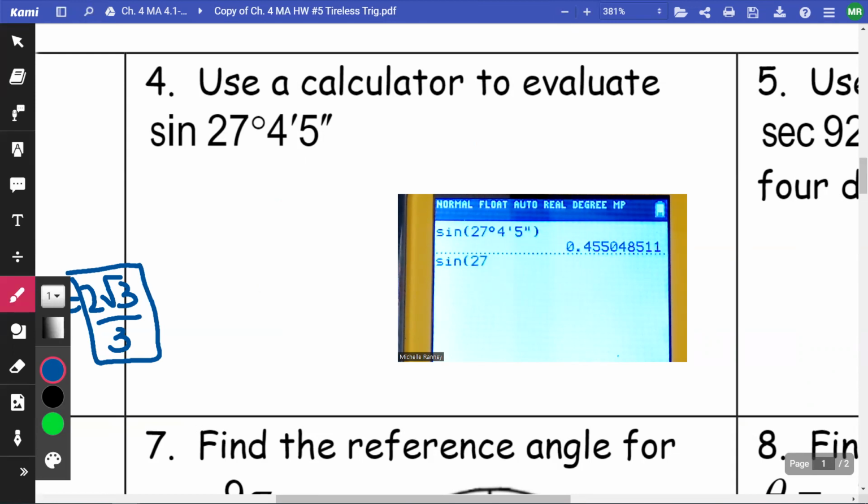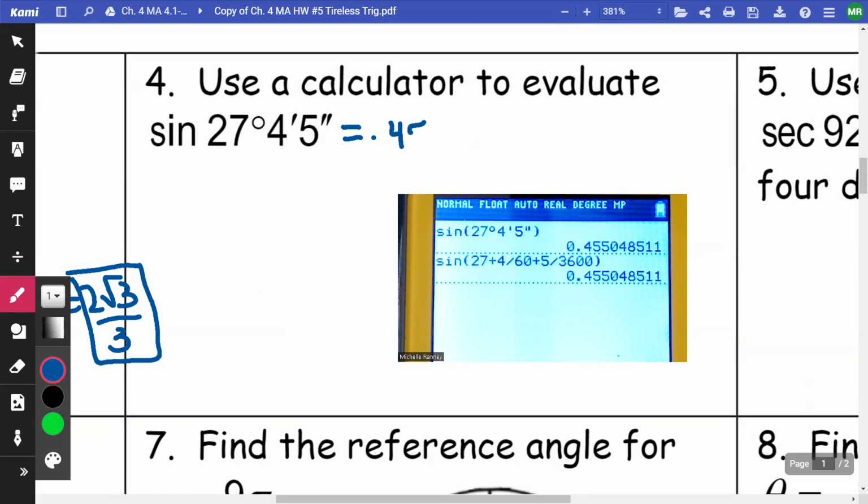Now, if I didn't have that button, I can do it this way. Just write it as a degree. 27 plus 4 minutes is 4 out of 60. That's how many degrees we have. Plus 5 seconds is 5 out of 3,600. Again, that's how many degrees we have. And you see I get the same answer. So my answer again is 0.4550.